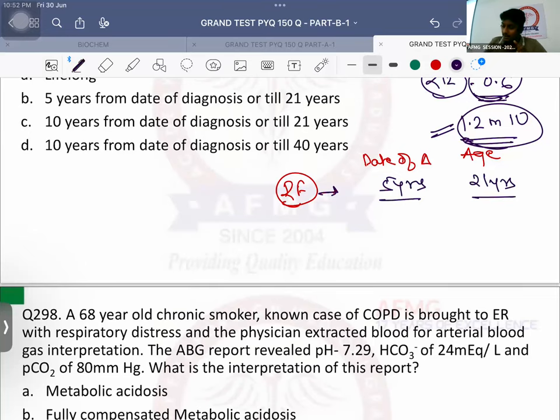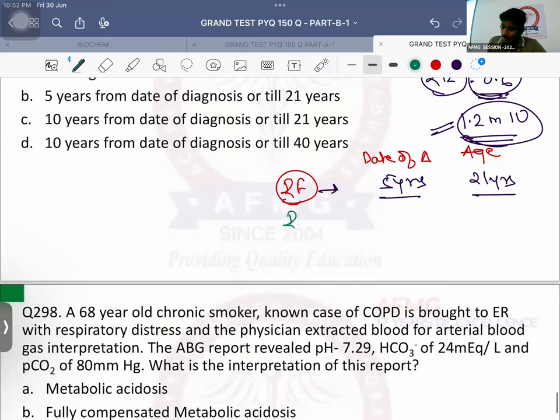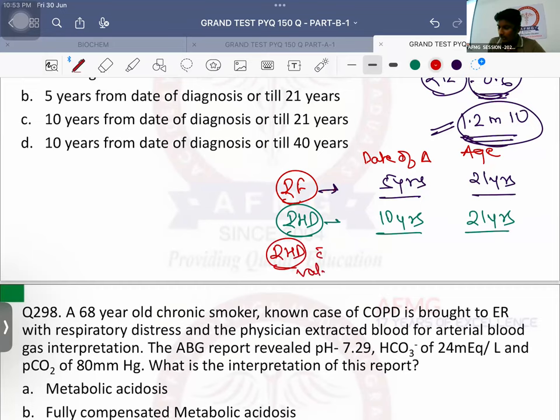Jo bhi lamba chalega. Next, in a case of rheumatic heart disease, when the heart is involved, that is carditis is there in the child, in that condition, it should be given for 10 years from the date of diagnosis or 21 years of age, whichever is later. And if the child is having rheumatic heart disease with valvular lesion. What are valvular lesions? Most common is mitral stenosis. Adult ya child mein, mitral regurgitation. Any kind of valvular lesion agar hai, this should be given for 10 years from the date of diagnosis or till 40 years of age.